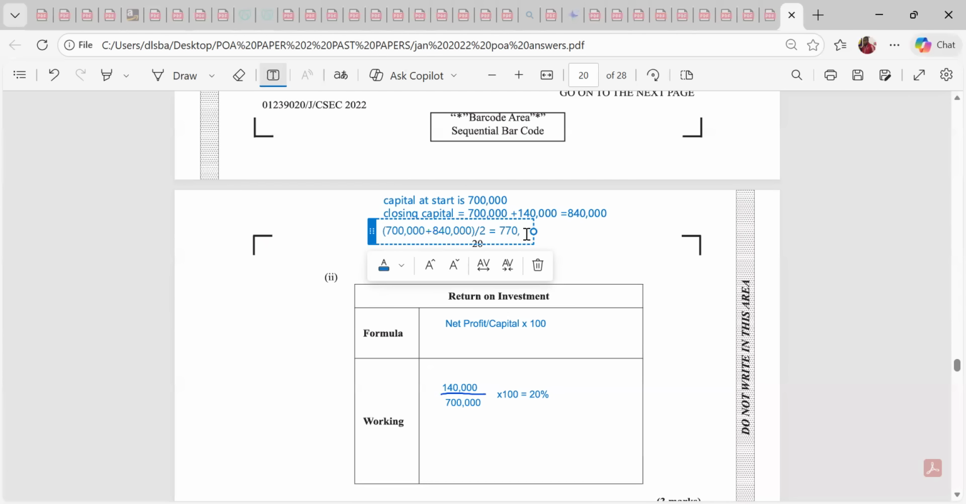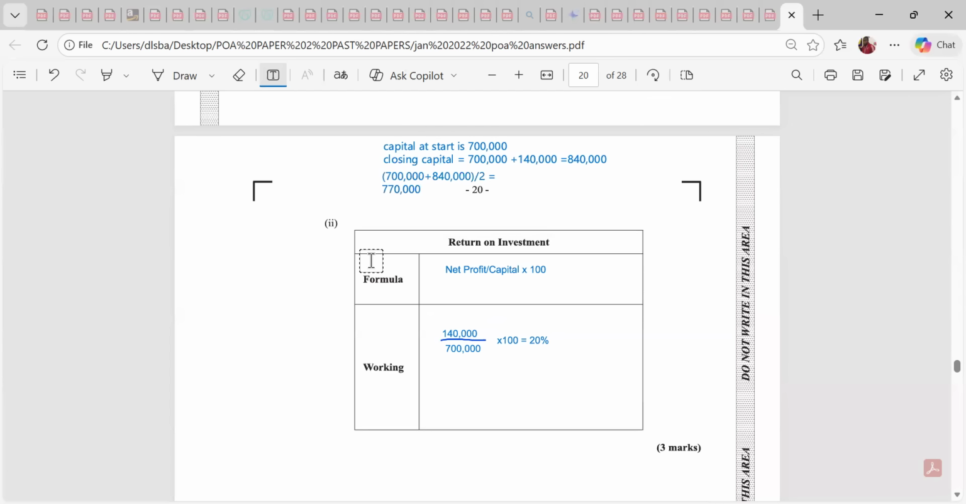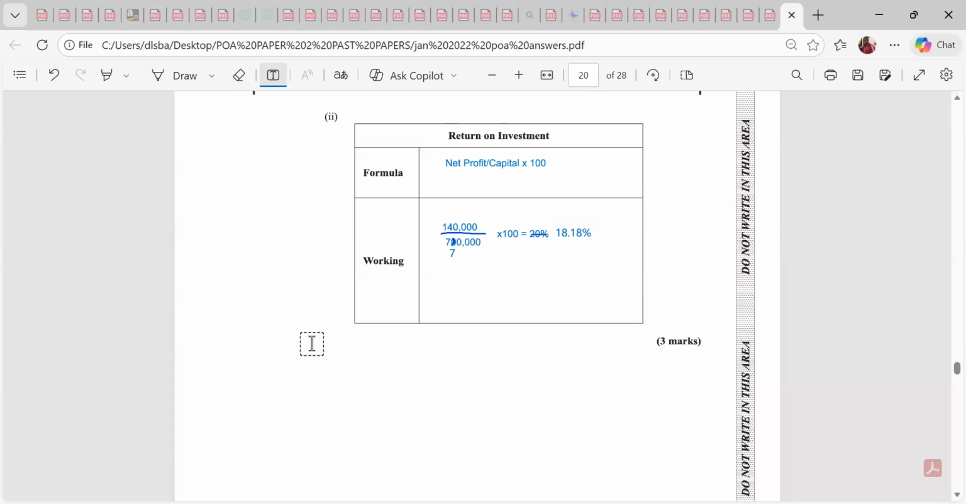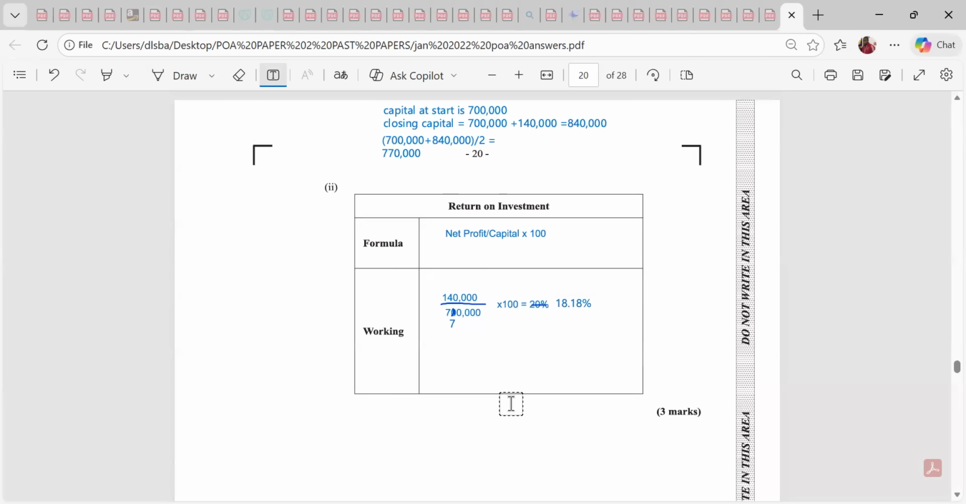Now to calculate the return on investment, it will be net profit divided by our average capital. So it will be the 140,000 divided by 770,000, multiplied by 100. Multiply by 100 and that'll give us 18.18%. That's actually a more accurate answer, although I believe if you did it like this, you'll get marks still. That's the ideal thing to put.